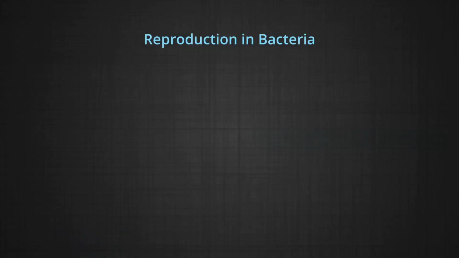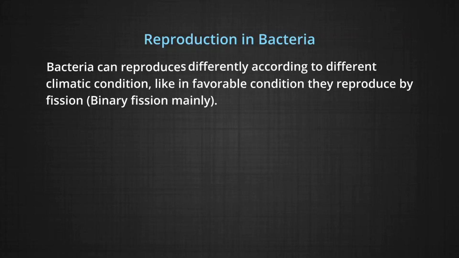Some eubacteria are pathogens, causing diseases in animals, plants and humans. Now, reproduction in bacteria. Bacteria can reproduce differently according to the different climatic conditions. In favorable conditions, they reproduce by fission, mainly binary fission. During unfavorable conditions, they reproduce by spores, and sometimes by adopting a primitive type of DNA transfer from one bacterium to another, which is also known as sexual reproduction.